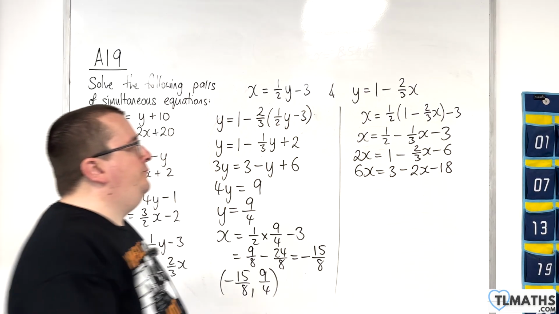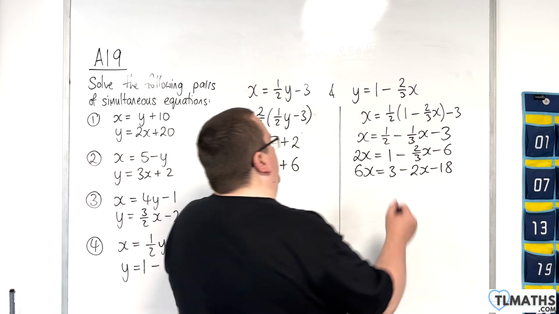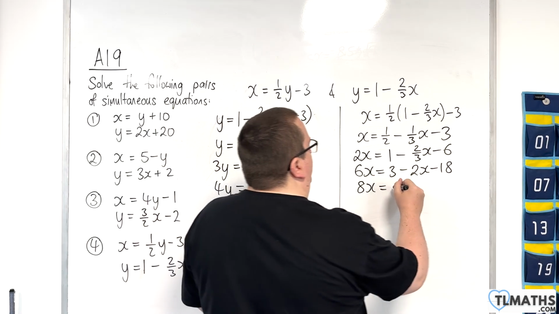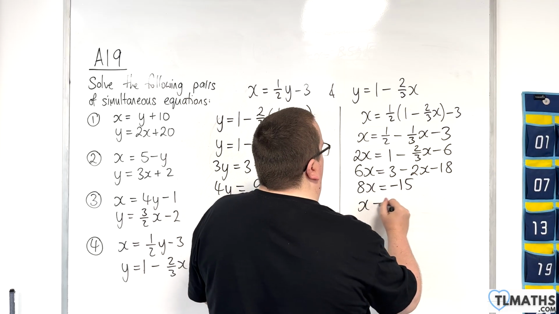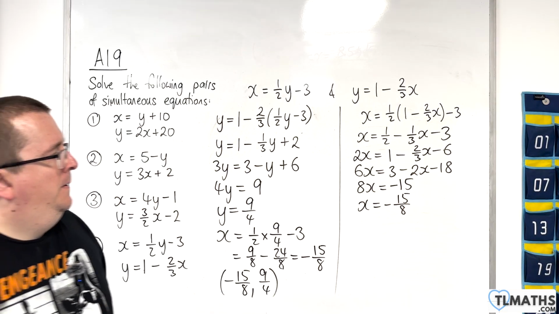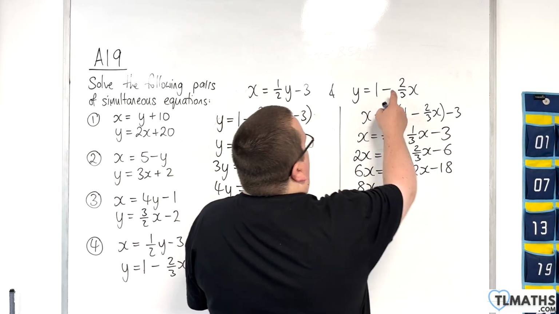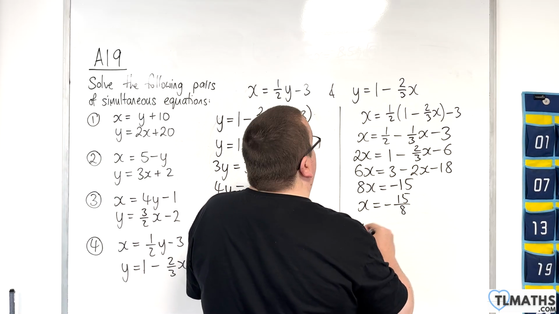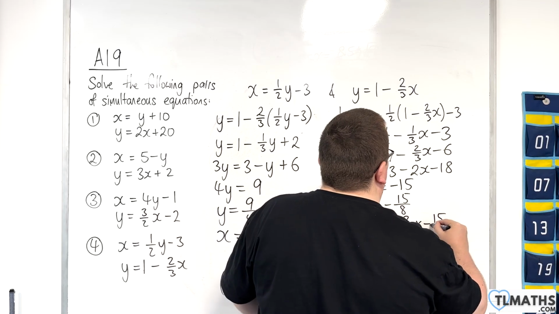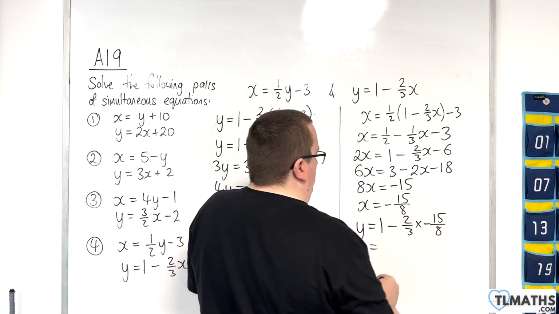Like so. We'll add the 2x to both sides. So 8x. 3 take away 18 is minus 15. So x is minus 15/8. Then I need to substitute that into this equation to work out y. So 1 take away 2/3 times minus 15/8. Not very pretty.